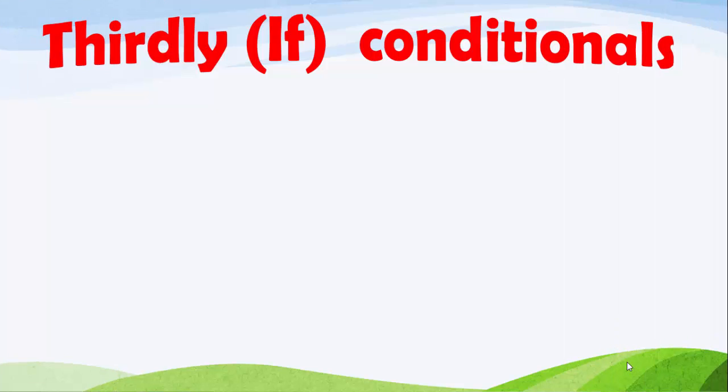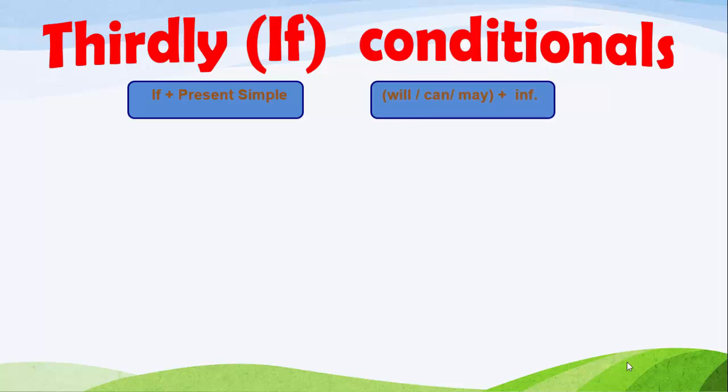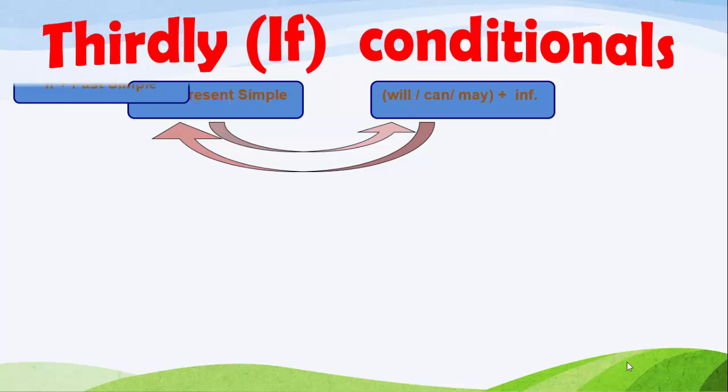So this is a summary for the if conditional in order to remember them. If plus present simple, the second part should be will or can or may plus the infinitive. So this is the first conditional. If present simple, will, can, may, one of them, not all of them, plus the infinitive. This is the first case.